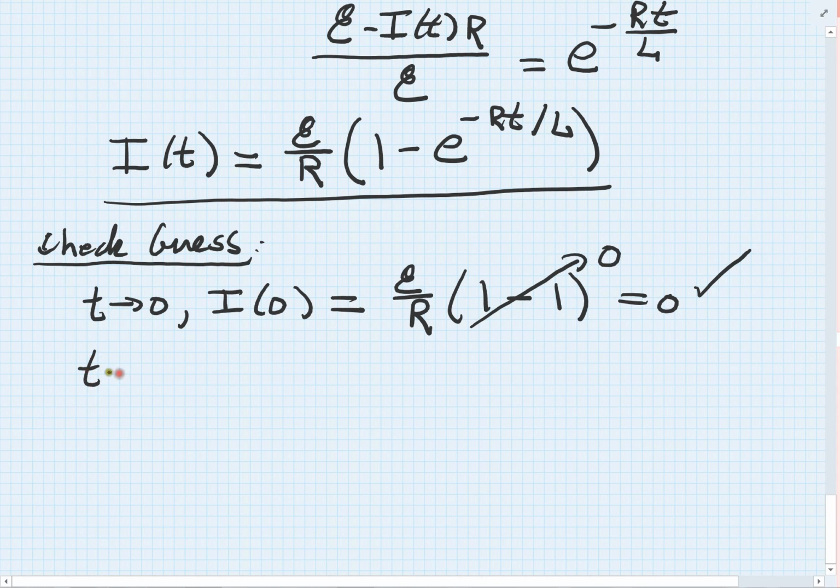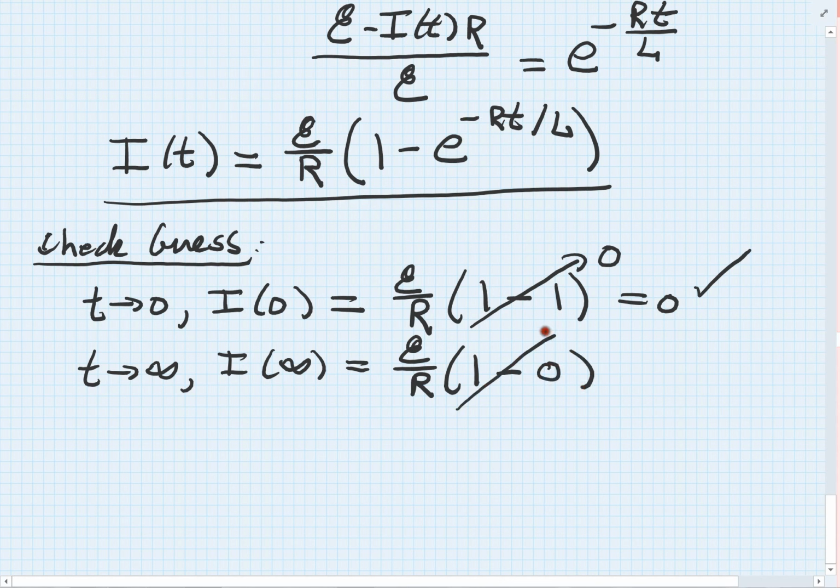How about then when time goes to infinity? In that case, if we substitute in infinity for time t, I'll have E over R times 1 minus. Now when t equals infinity, I get e to the minus infinity, which is 0. And 1 minus 0, of course, is just 1. So what I get in this case is just the EMF over R, which is what we said we would get if the inductor was just a wire.